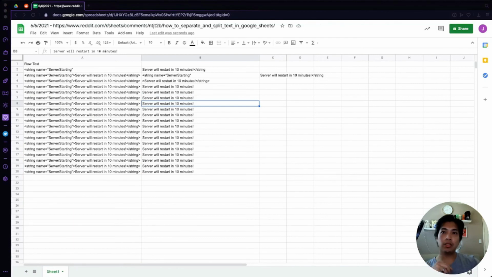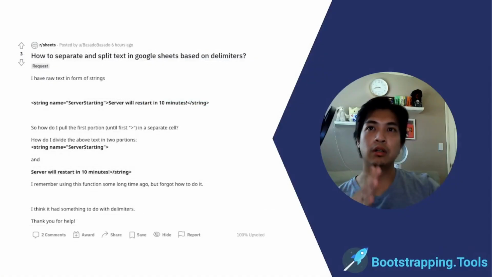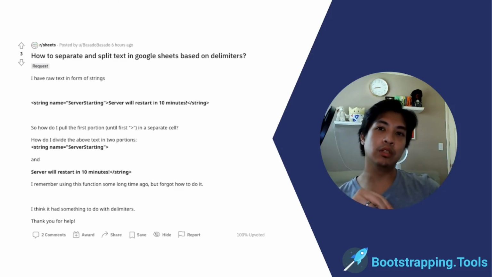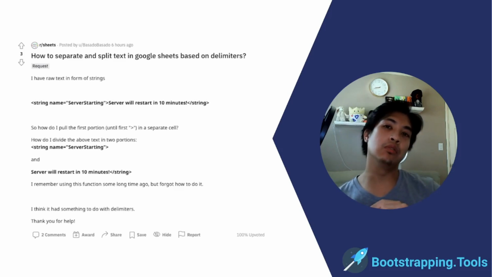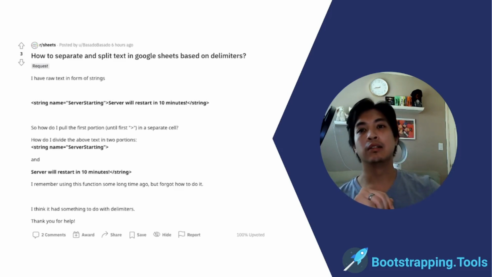But that's basically it for this one. So we answered the question here, from this user on the subreddit, on how to separate and split text in Google Sheets based on the delimiter. I just showed you several ways to do it. Hopefully you can take those ways to whatever spreadsheets you're working with to make it easier for you to manipulate the data and analyze it.